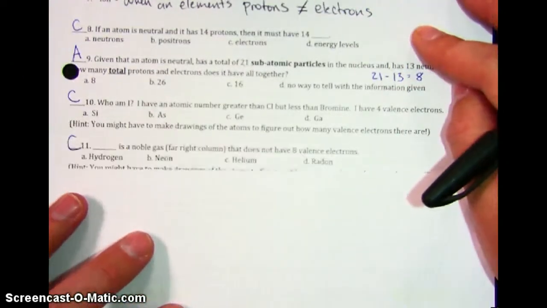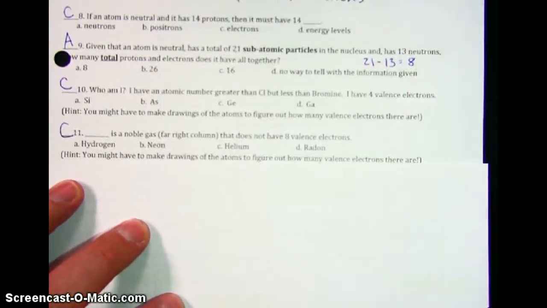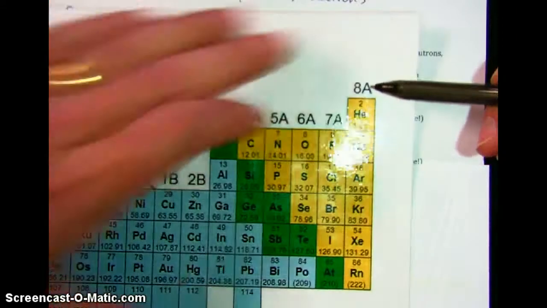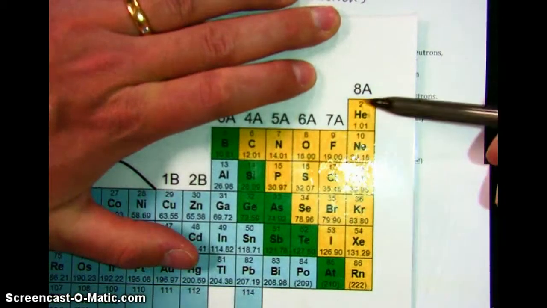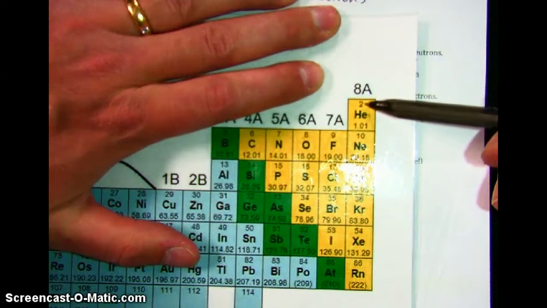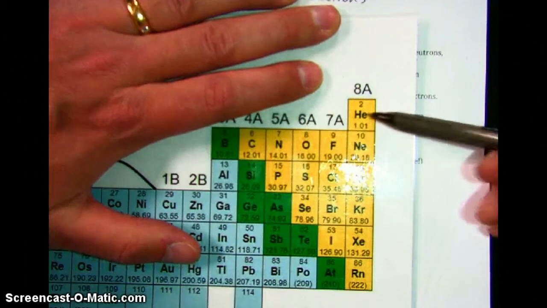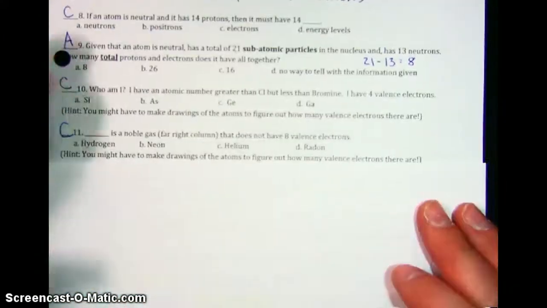Number 11. Blank is a noble gas in the far right column that does not have 8 valence electrons. So this is the only one in the 8th column that doesn't have 8 valence electrons. That's helium. Since helium has 2 protons, it has to only have 2 electrons as long as it's not an ion. And everything else in this column doesn't work that way. Helium's the only weird one. So helium is letter C.